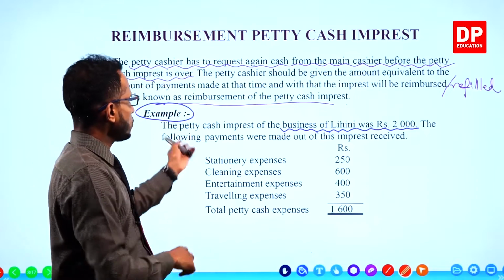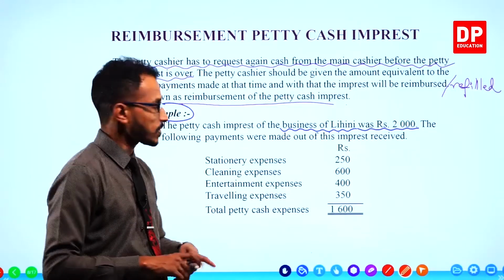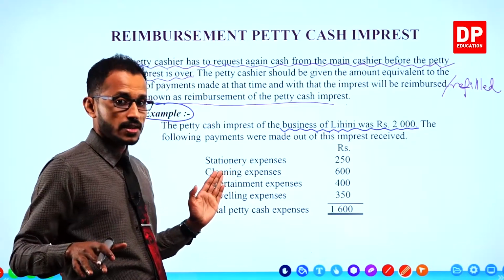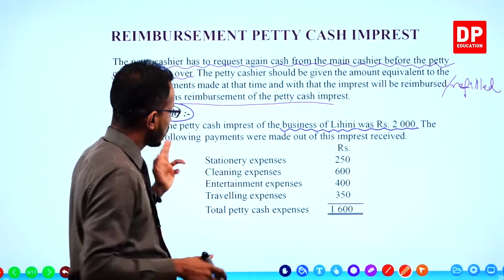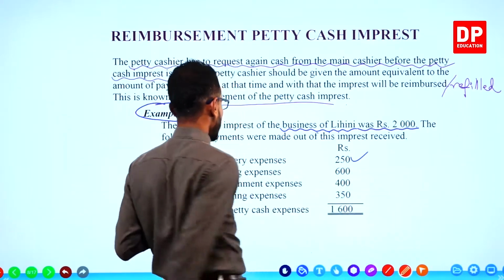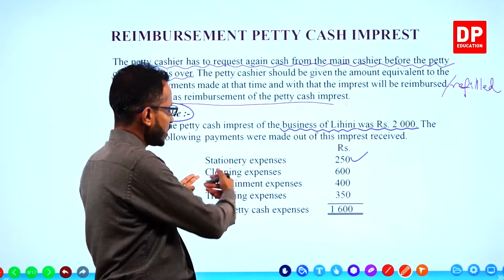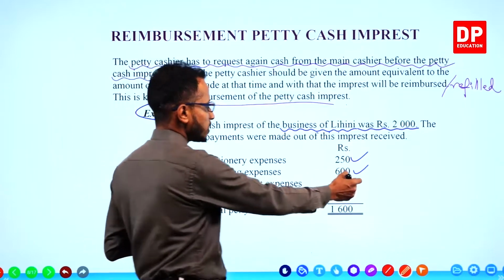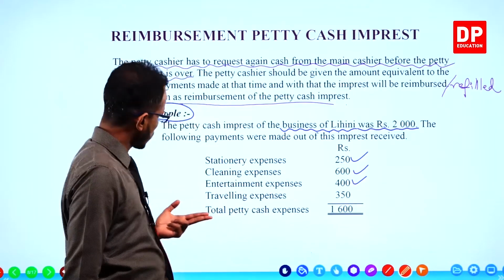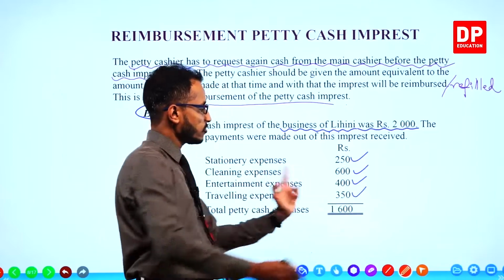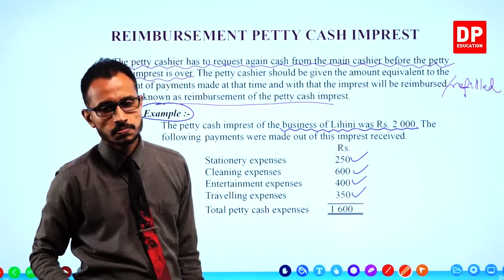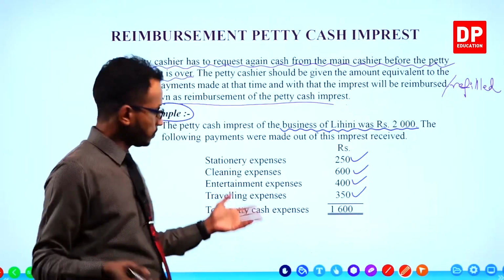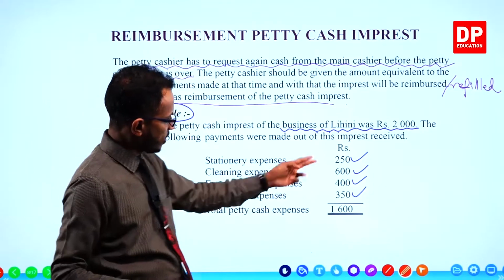The following payments were made out of this imprest received. Now we are going to look at the petty cash transactions done during the month. Stationery, he has spent 250 rupees. Cleaning expenses, 600 rupees. Entertainment expenses, 400 rupees. Traveling expenses, 350 at the end. That's what you can see, right? 250, 600, 400 and 350.